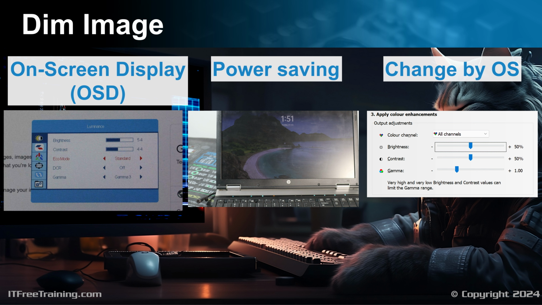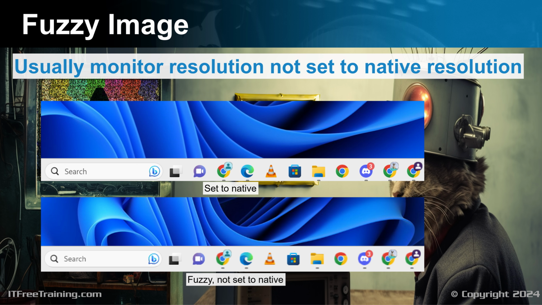If your image is a little fuzzy, this is usually created by the monitor not being set to its native resolution. For example, the top desktop is the correct resolution and the bottom one is not set correctly. Depending what quality setting you use to look at this video, you should be able to see the bottom one is a little fuzzy while the top one is very crisp.